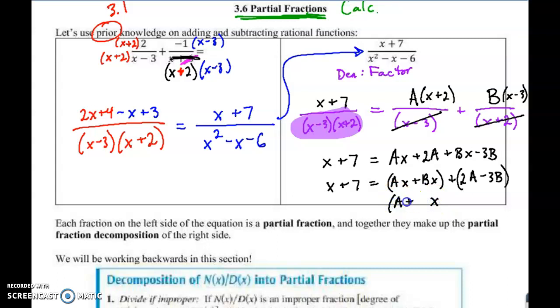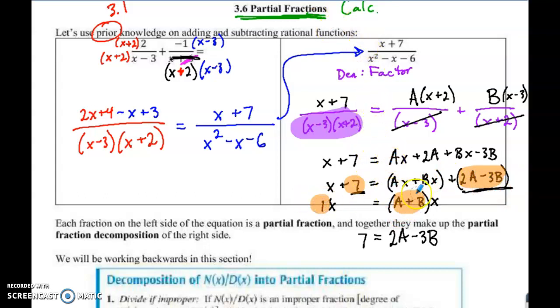So what I know is A plus B added together must be equal to 1x. And then I know that this term, 2A minus 3B, must equal this constant term, which is 7. I guess I should explain this a little bit better. Because if this is going to be an identity, the constant must be equal to the constant over here, and the coefficient must be equal to the coefficient over here.